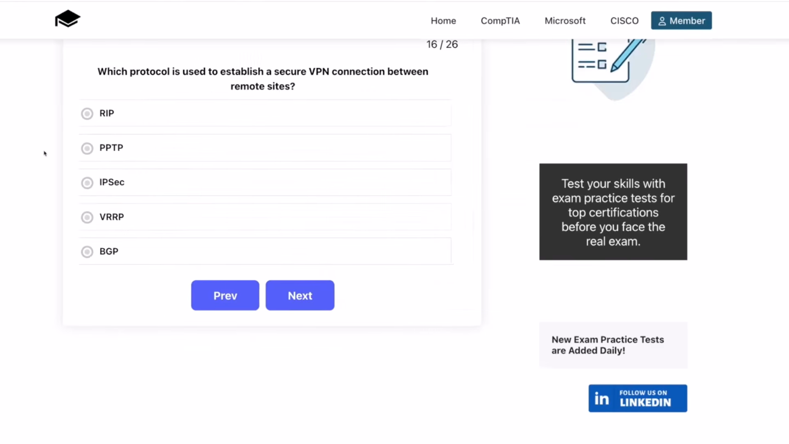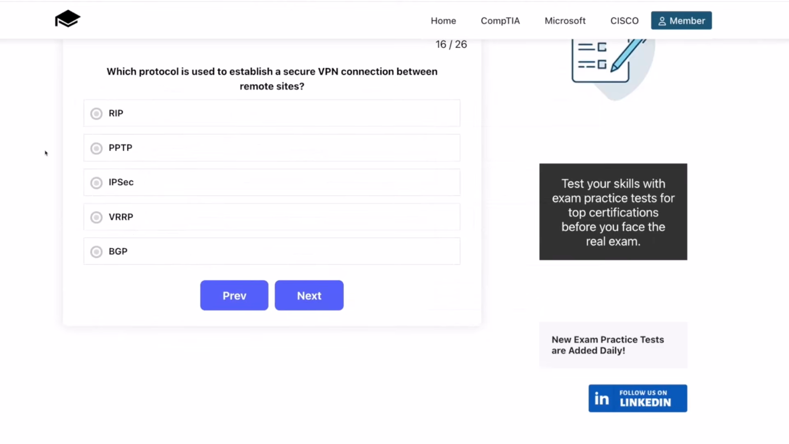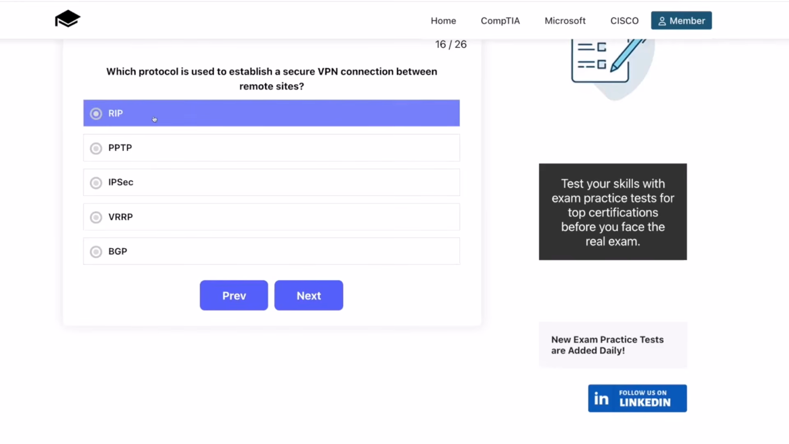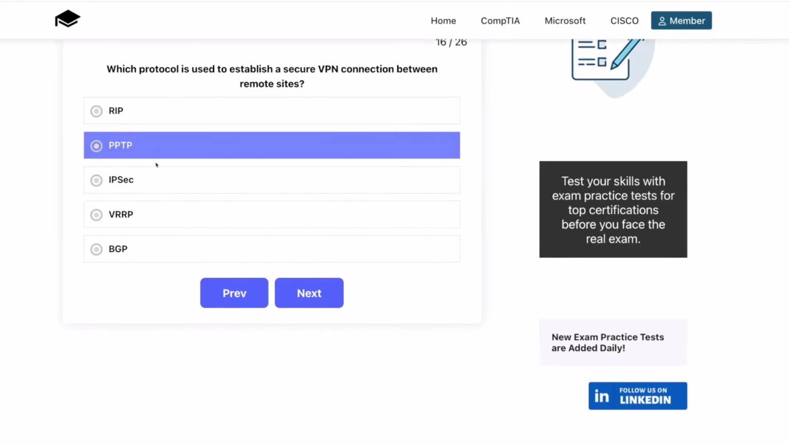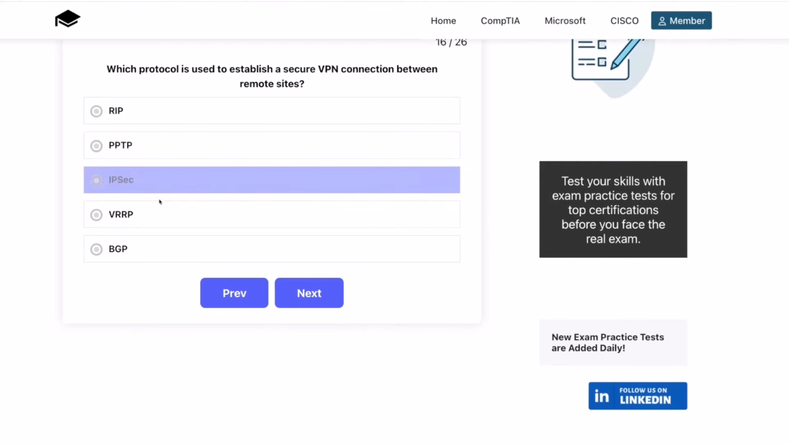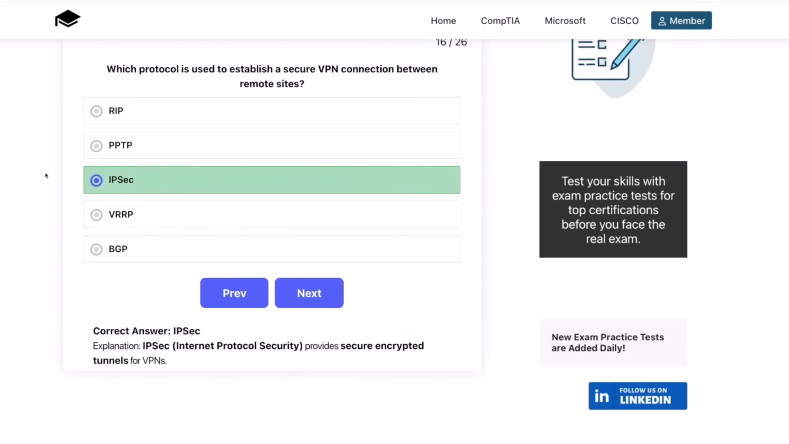Question 16. Which protocol is used to establish a secure VPN connection between remote sites? Is it RIP, PPTP, IPsec, VRRP, or BGP? The correct answer is IPsec. IPsec, which is Internet Protocol Security, provides secure encrypted tunnels for VPNs.